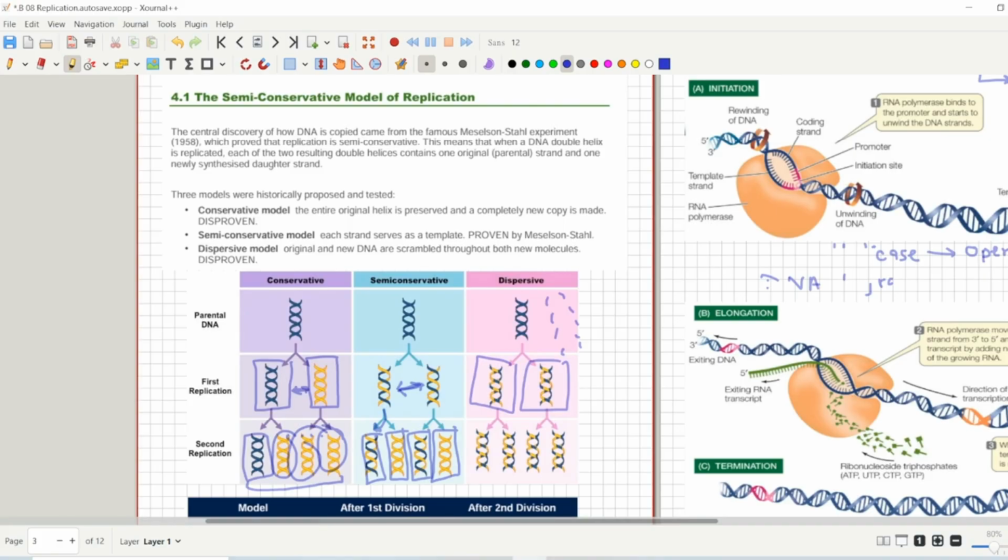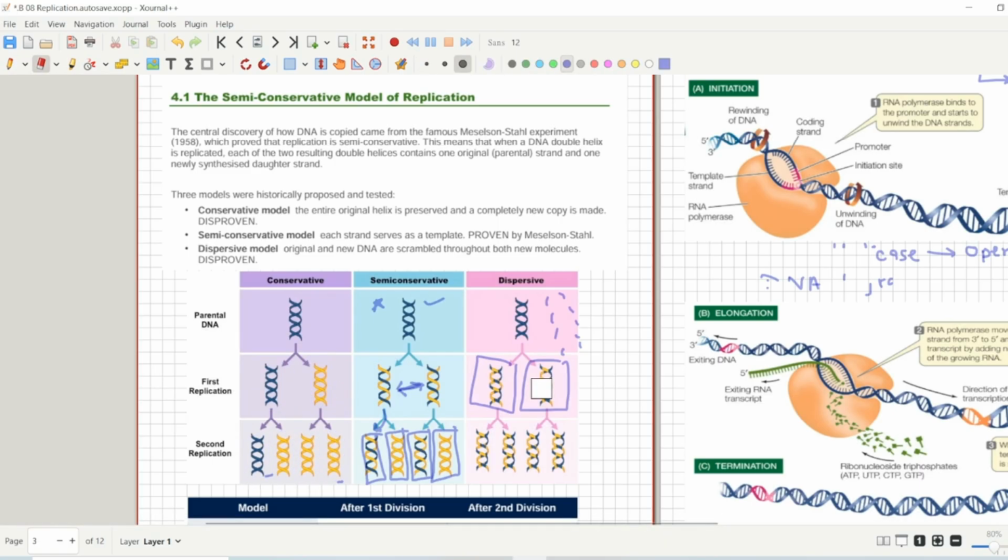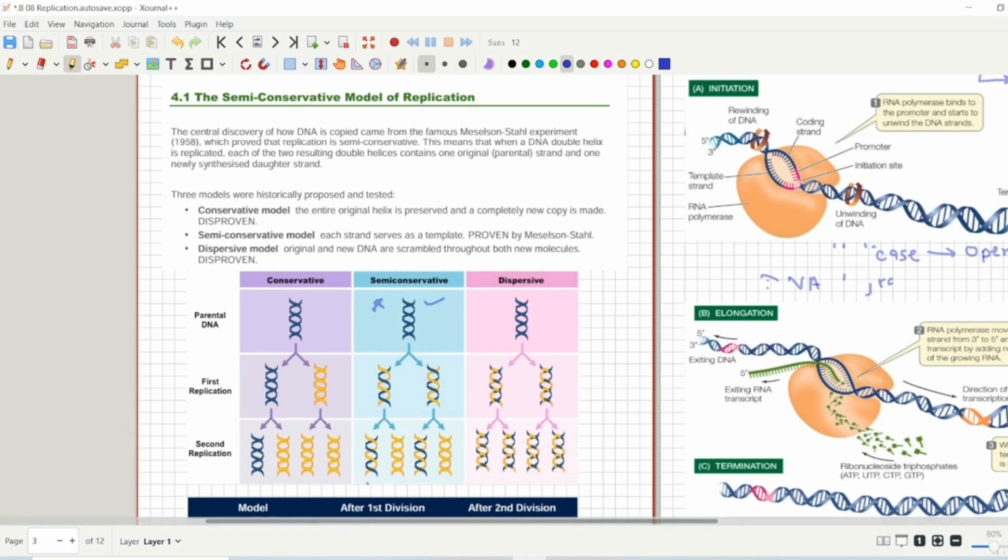So when these three models were studied by famous scientists, in the Meselson and Stahl experiment, they proved that replication actually follows the semi-conservative model. So conservative and dispersive models are not true. The true model is the semi-conservative model, in which half of the parental DNA is conserved while half of it is not conserved, and you will get completely new DNA molecules.